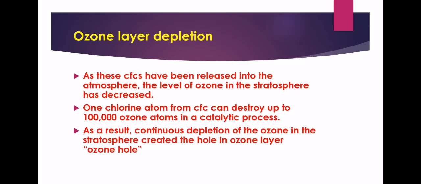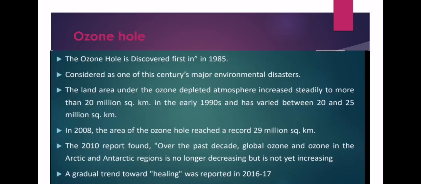Ozone layer depletion. Number 1, as these CFCs have been released into the atmosphere, the level of ozone in the stratosphere has decreased. Number 2, one chlorine atom from a CFC can destroy up to 100,000 ozone molecules in a catalytic process. Number 3, as a result, continuous depletion of the ozone in the stratosphere created a hole in the ozone layer, the ozone hole.